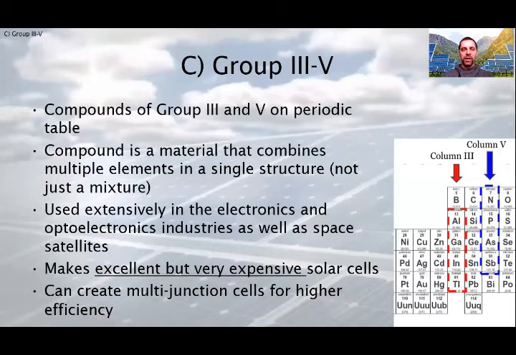As you see on the right side of the periodic table, these cells consist of compounds of group III to V elements. A compound is a material that combines multiple elements in a single structure, not just a mixture. It is used extensively in the electronics and optoelectronics industries as well as space batteries. These are excellent but very expensive solar cells. They have big potential in this group, and one can create multi-junction cells also for higher efficiency.